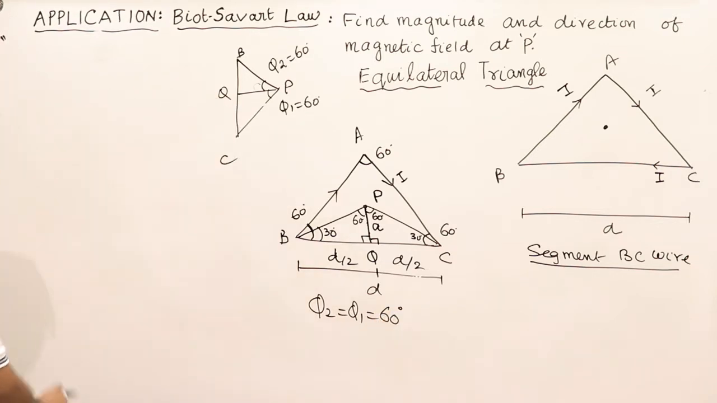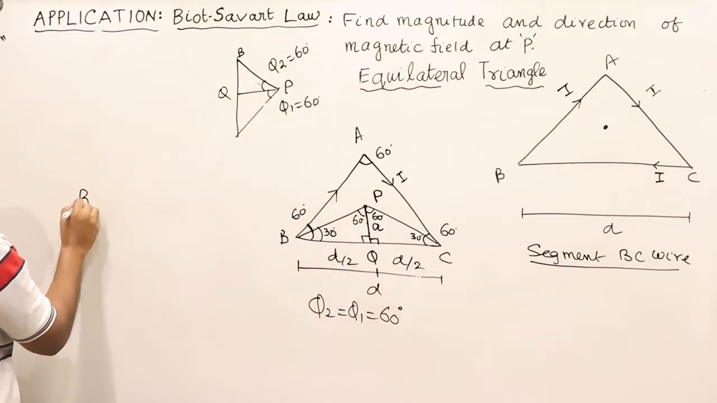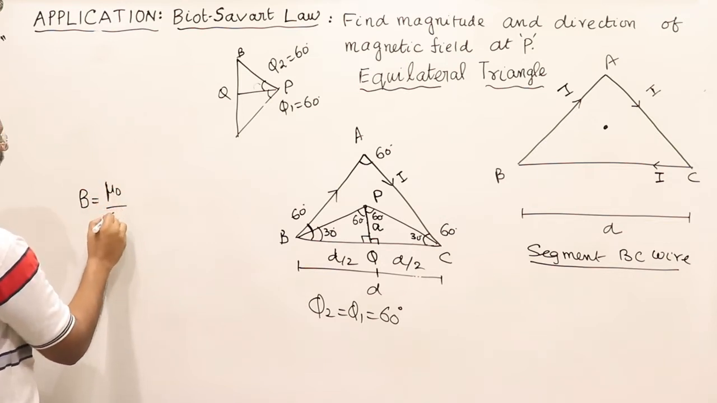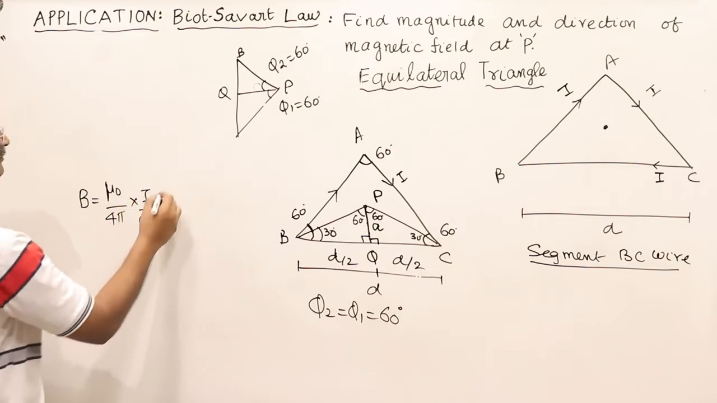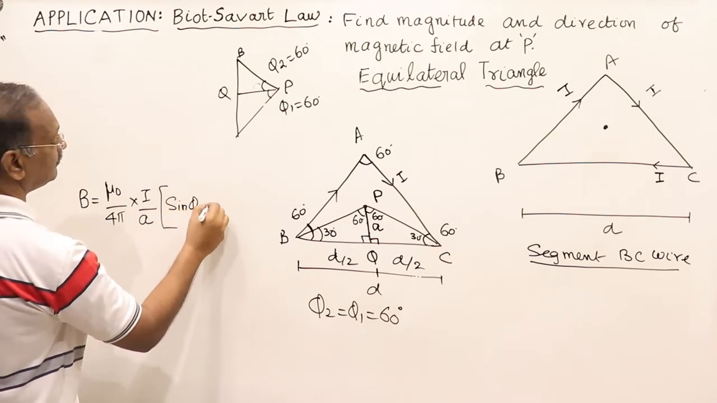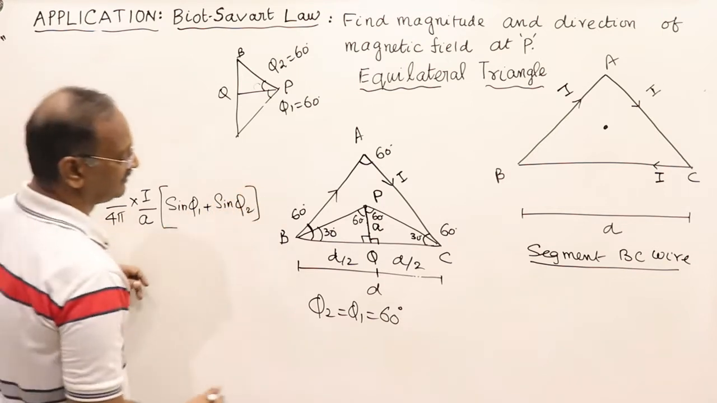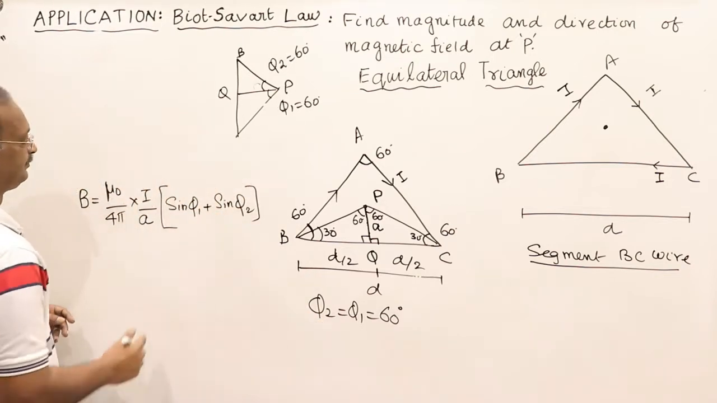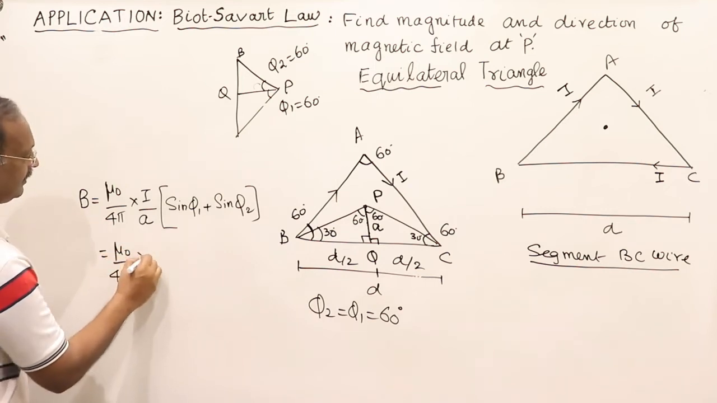So what is the formula? The magnetic field due to a line segment is equal to mu naught by 4 pi into I divided by A, into sine of phi 1 plus sine of phi 2. This is sine phi 1, this is sine 60. Sine 60 plus sine 60 is 2 sine 60. So it is equal to mu naught by 4 pi into I.